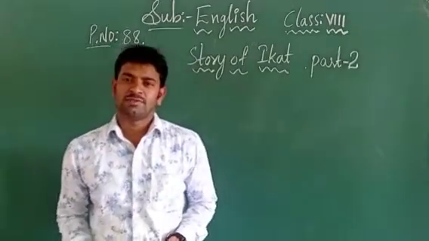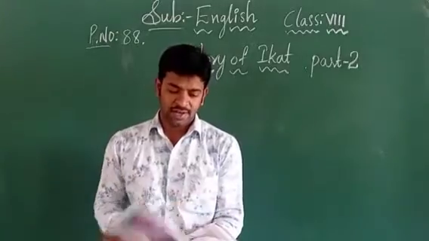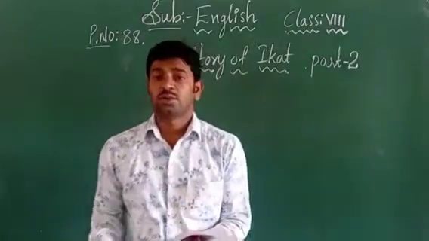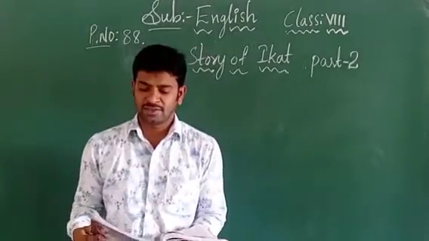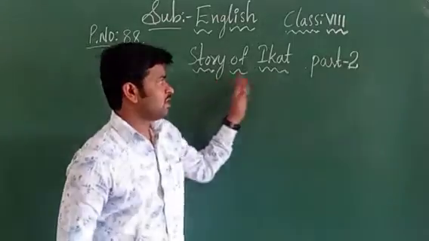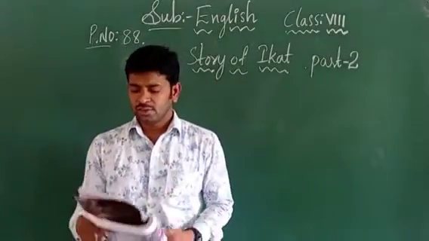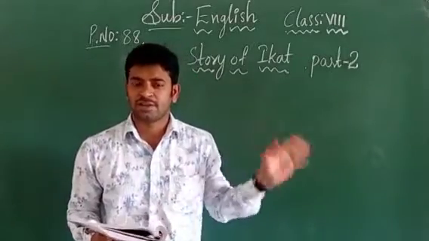So in the last class we started our which unit? We have started our sixth unit, children. In the sixth unit we are discussing art and culture, right? From that art and culture we are dealing with the lesson, The Story of Ikat, children. In the last class we discussed the first part of this lesson.